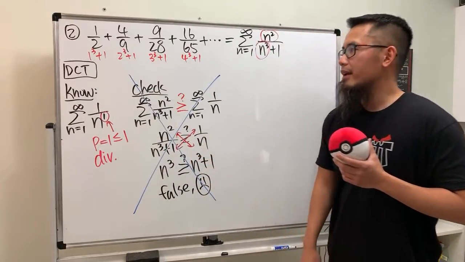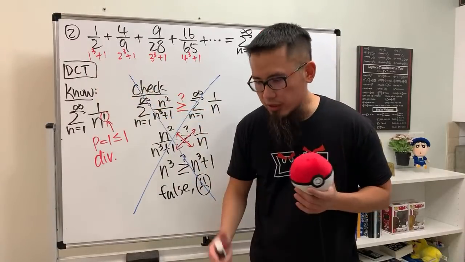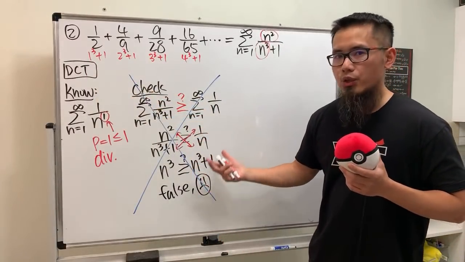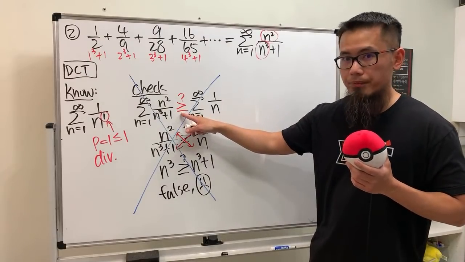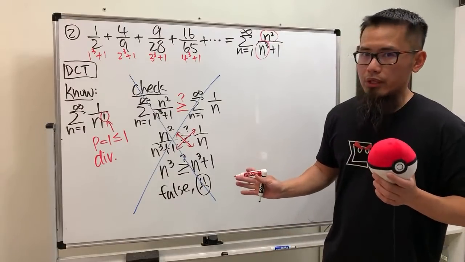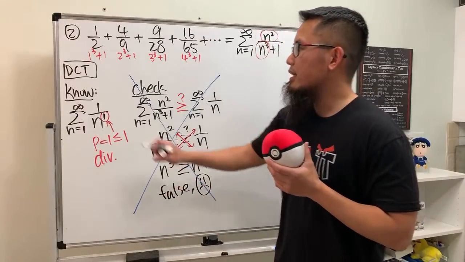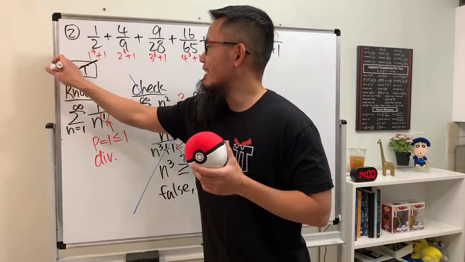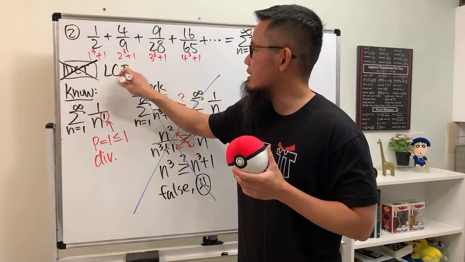All right? So we did use the direct comparison test. Unfortunately, the direct comparison test couldn't help us out because the inequality was not true. So we could not draw any conclusion, right? But don't worry, because we have another comparison test, namely the limit comparison test. So instead of doing the direct comparison test, let's try to use the limit comparison test.